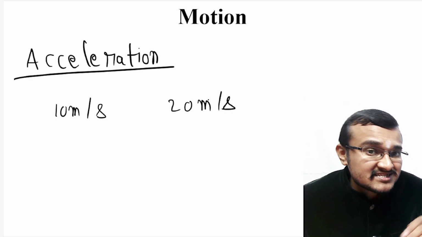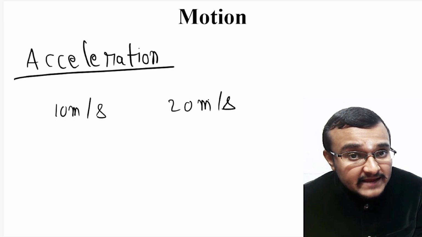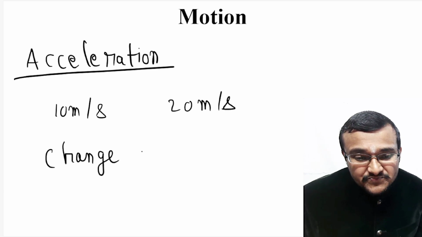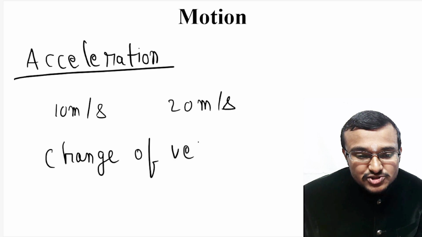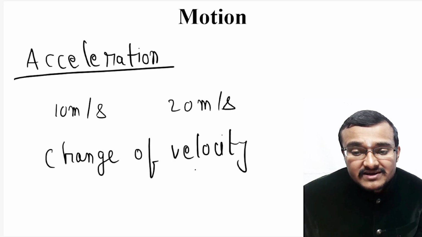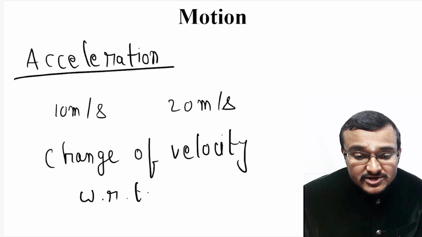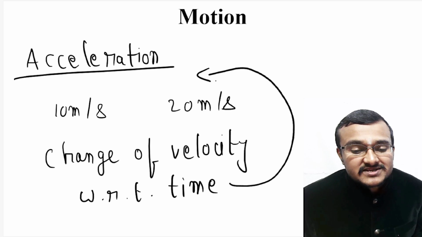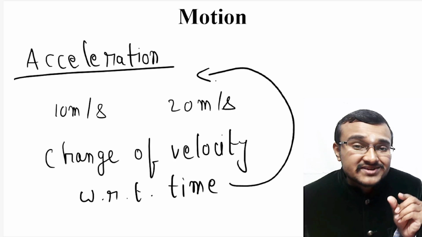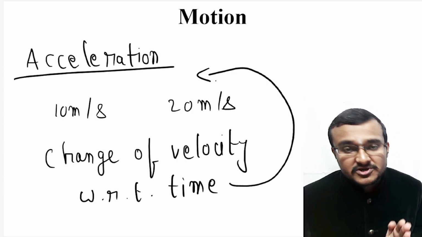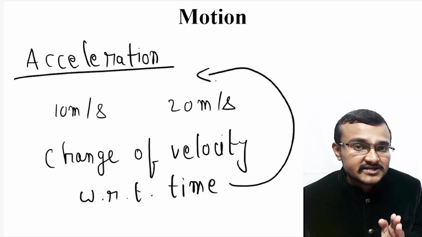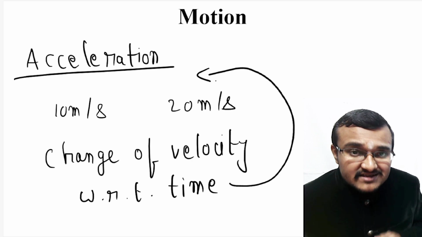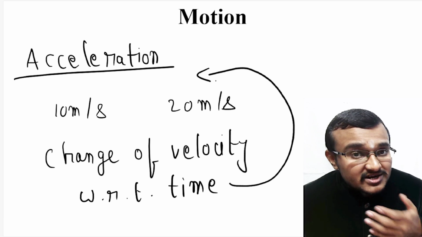That means it has changed its velocity with respect to time. So this change in velocity with respect to time can be known as acceleration. So in a particular given interval of time, it was traveling at this particular speed or this particular velocity, and next in the same given interval of time, it is increasing its coverage of a particular distance.